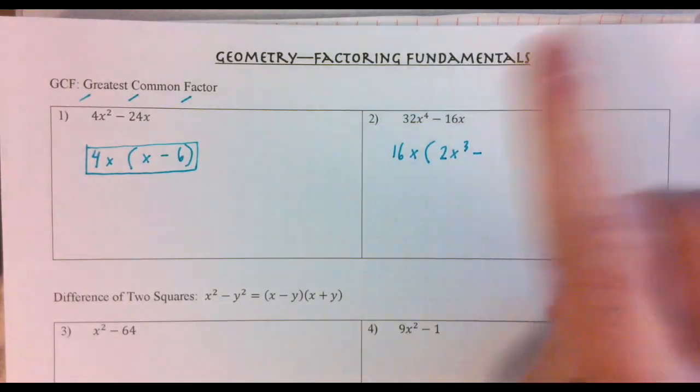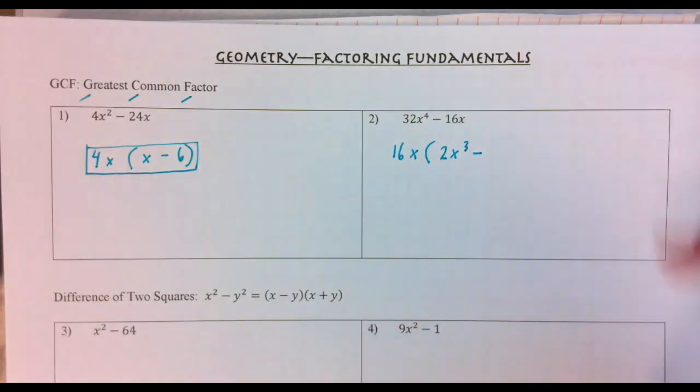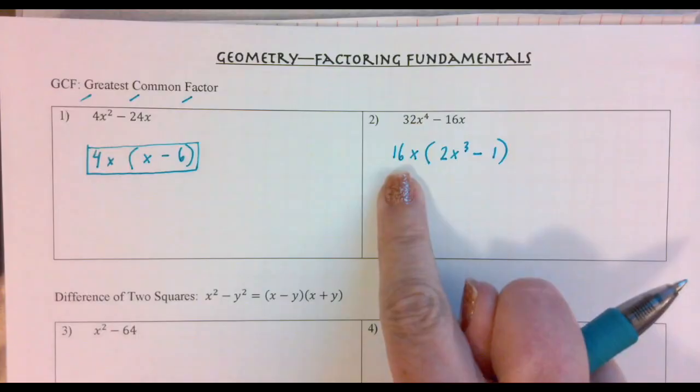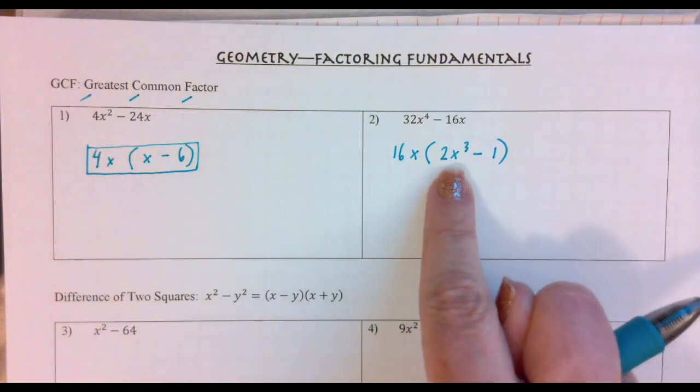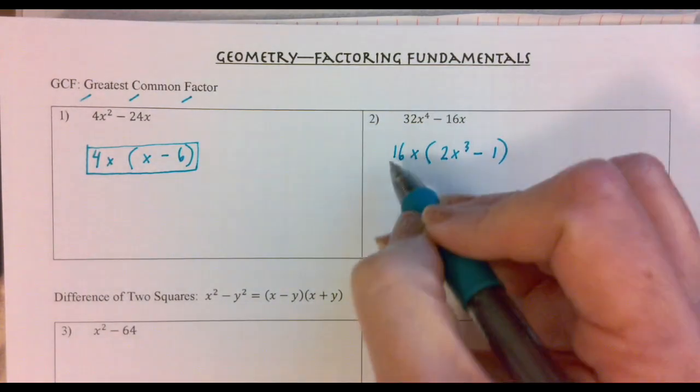Okay, and it's going to be a minus. So negative 16x divided by itself, just minus 1. Okay, multiply it back. There's my 32x to the fourth minus 16x.